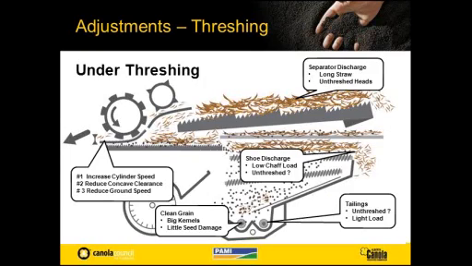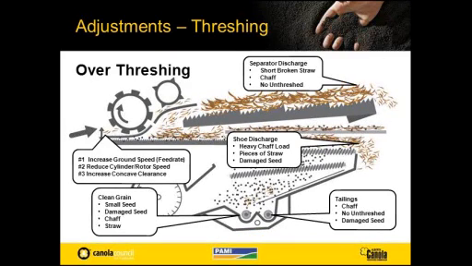The shoe load should be light. There's probably nothing in the tailings. The grain sample might look very good. If you want to increase your threshing, you increase the cylinder speed, reduce the concave clearance, or, last resort, reduce the ground speed. When you go too far and you get to over threshing, the big one there is usually the seed damage. You want to watch carefully for that.